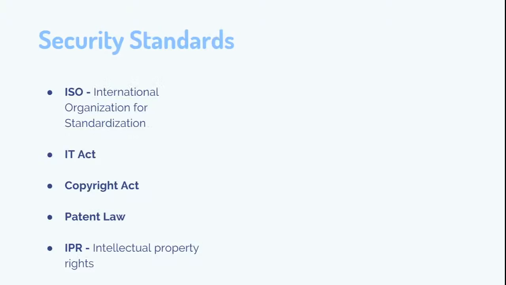And security standards are also available. Okay, like ISO, the International Organization for Standardization. ISO has many different types, like the 27000 series, 27002 series, 27005 series, or 27032 series. So these are the different series based on different categories of company. So based on those we have ISO categories.